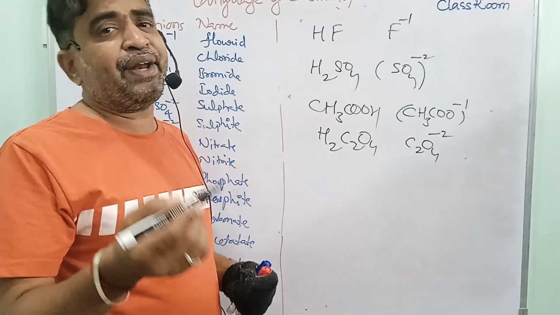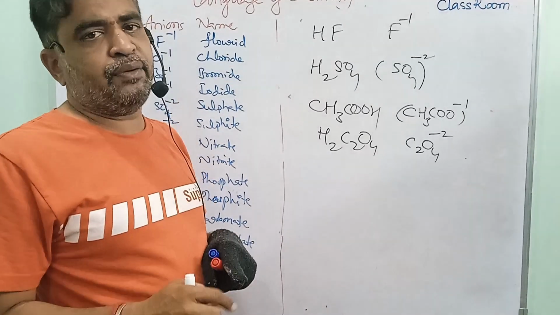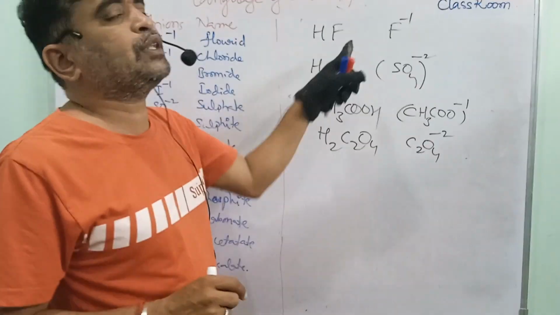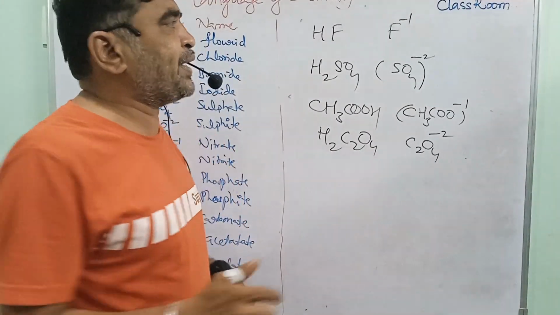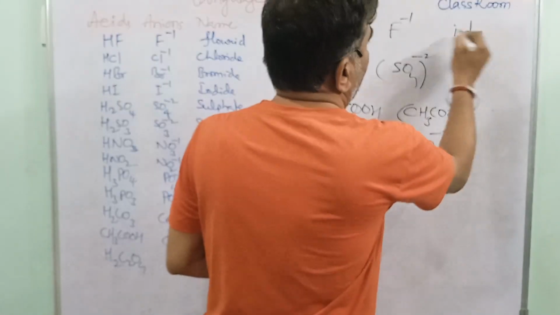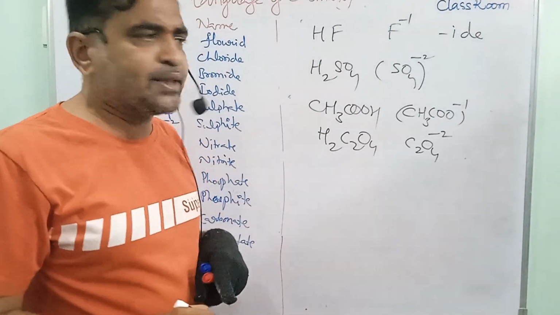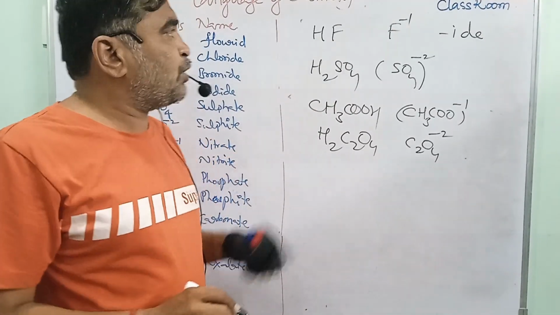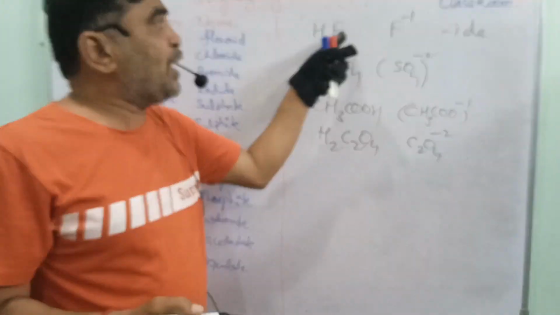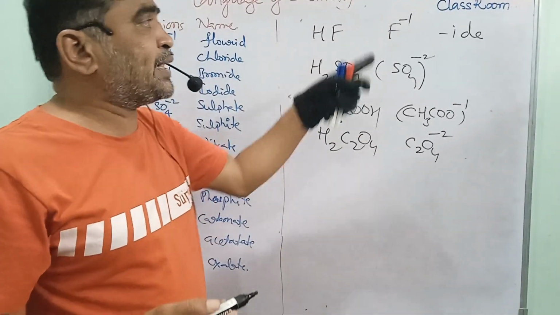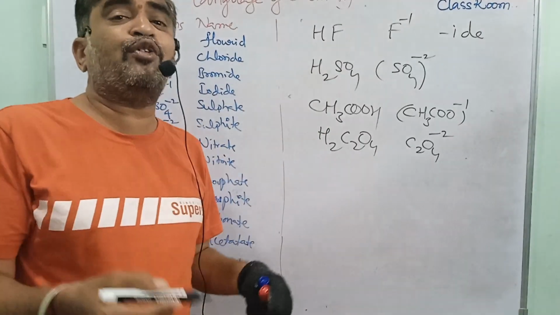Now we have to indicate the name of the anion. Listen carefully: if the acid is made of 2 elements only, one of those 2 elements forms the anion. That anion is called an ide ion. For example, HF, hydrofluoric acid, has only 2 elements. One is hydrogen, the second is F, and F forms the anion. So only one element is forming the anion, and that anion is called an ide ion. So fluorine forms the ide ion, and it is called fluoride.